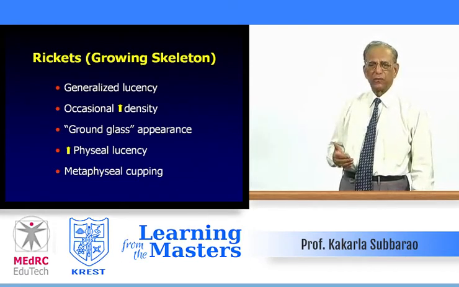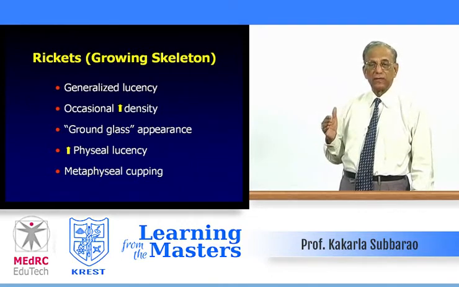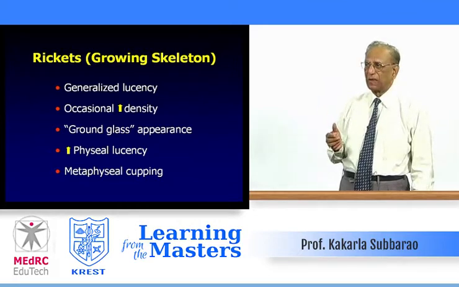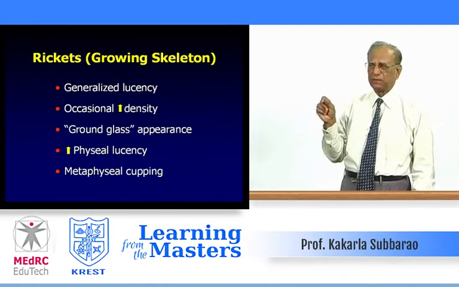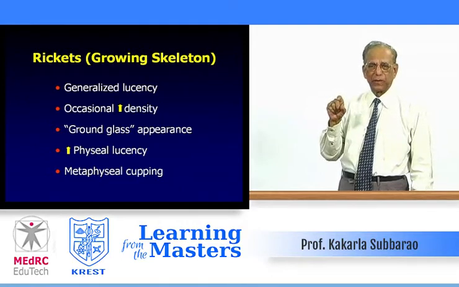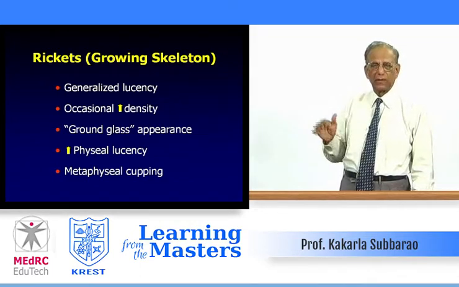Radiologically, you find generalized lucency. Occasionally, you may see even increased density, particularly if it is renal rickets. Ground glass appearance of bones. The differentiation between the cortex and the spongiosum is gone. Physeal lucency, the space between the epiphysis and metaphysis, is increased due to excessive osteoid. Metaphyseal cupping, again due to excessive osteoid, produces cupping of the metaphysis.